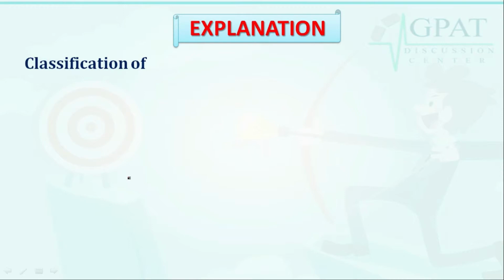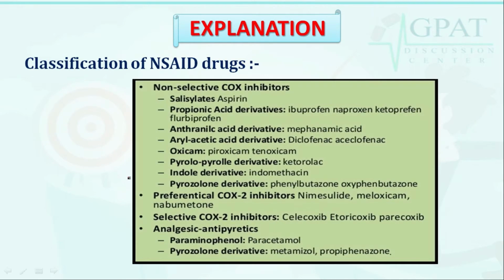So here we have just a classification of NSAID drugs: the first one is the non-selective COX inhibitor, the second is the COX-2 inhibitor, and then the selective COX-2, in which the correct answer is atorvastatin. This one is the selective COX-2 inhibitor. So students, try to note down this classification in your notebook and revise on time, so there will be no problem while you are attempting the questions.